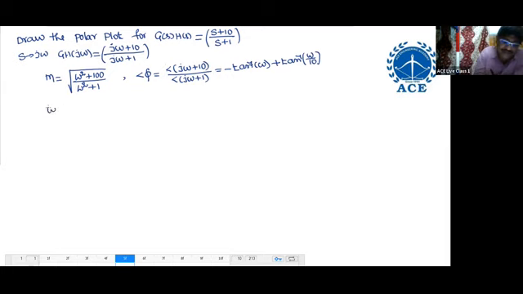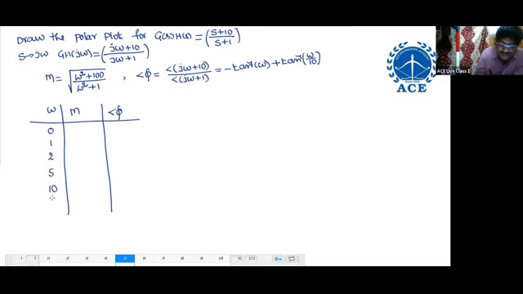Now finally, omega and magnitude: 0, 1, 2, 5. At omega 0, the magnitude is 10 and the phase angle is 0 degrees. At omega 1, the magnitude is 7.1. What is the angle? You calculate minus 39.